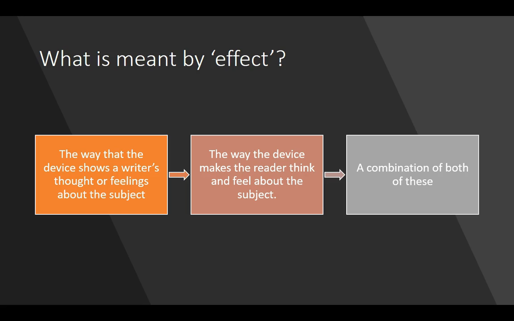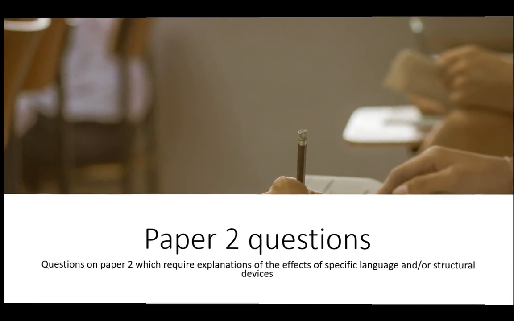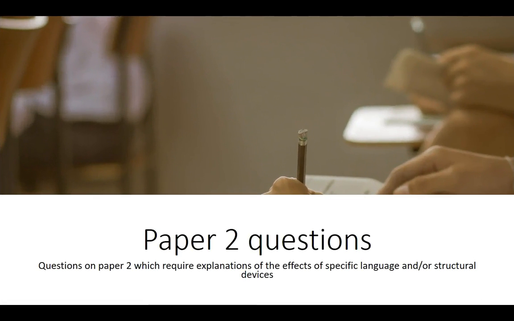So the language and the structural devices will reveal to the reader the writer's thoughts and feelings about the topic they're writing about, and will manipulate the way the reader responds and forms their own thoughts and feelings about that topic. So they're the kinds of things you're looking at in terms of the effect. So we're focusing on paper 2, and we're going to focus on the questions on paper 2 which require explanations of the effects of either specific language or specific structural devices.